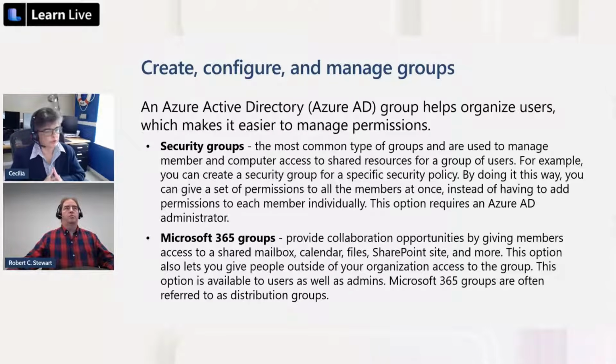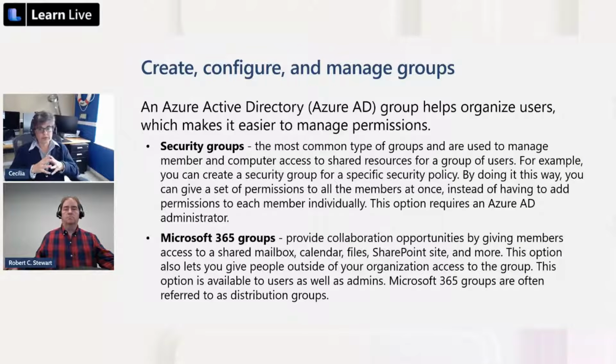But there are basically two types of groups. You have a security group or a Microsoft 365 group. A security group is really the most common type of group, and it's used to manage user or device access to shared resources. For example, you may create a security group for a specific security policy, such as self-service password reset or conditional access policies to require MFA. You can put all the people that you want to have that policy applied to in a group, and then you can more easily apply that policy to all the members of that group. Now, one thing to note about security groups is that they do require an Azure AD administrator role.